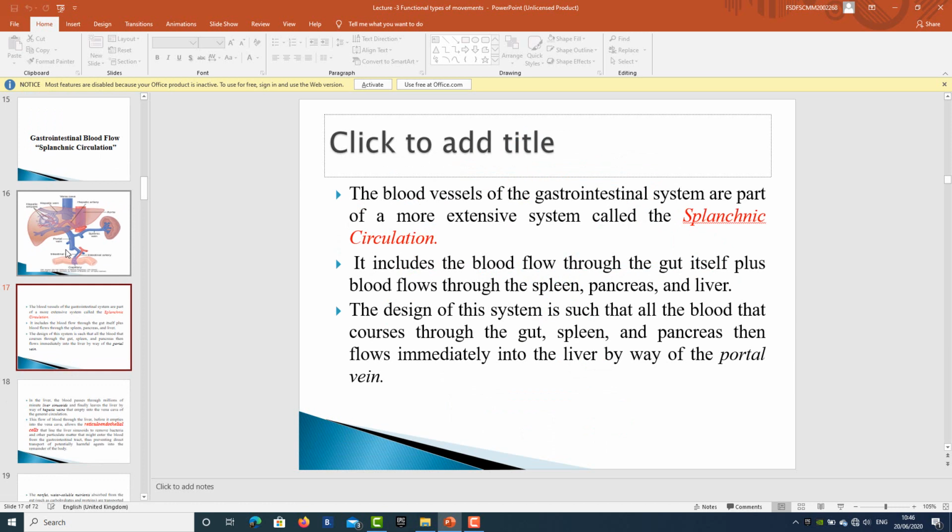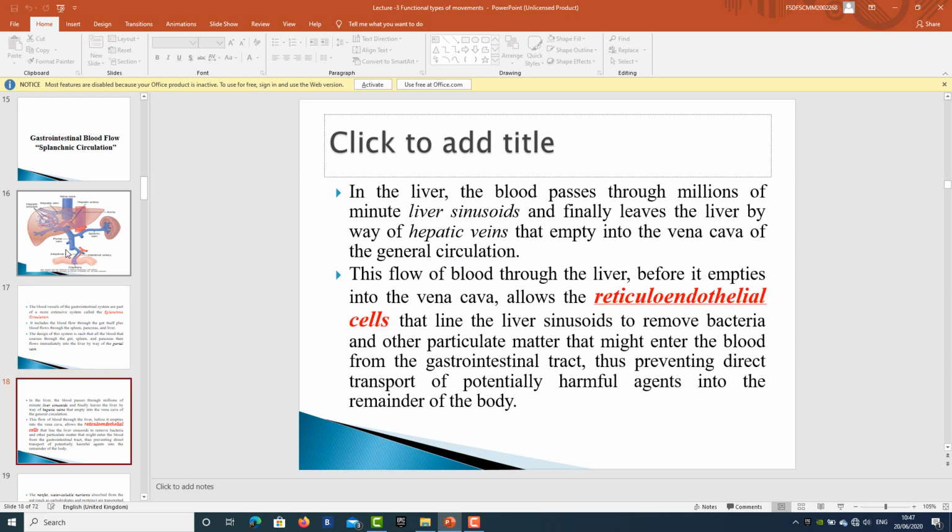Now the blood vessels of the gastrointestinal system are part of a more extensive system called splanchnic circulation. It includes the blood flow through the gut itself plus the blood flowing through spleen, pancreas, liver. The design of this system is such that all the blood that courses through the gut, spleen, and pancreas then flows immediately into the liver by way of the portal vein. Now, in the liver, the blood passes through millions of minute liver sinusoids and finally leaves the liver by way of hepatic veins that empty into the vena cava of the general circulation.